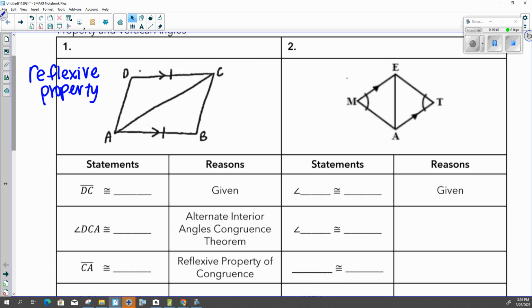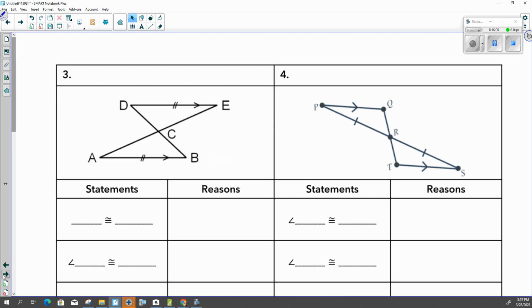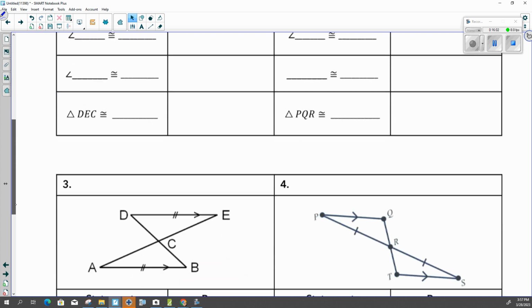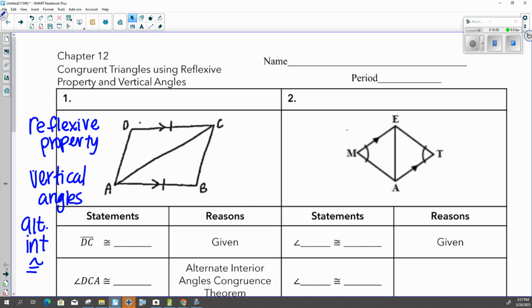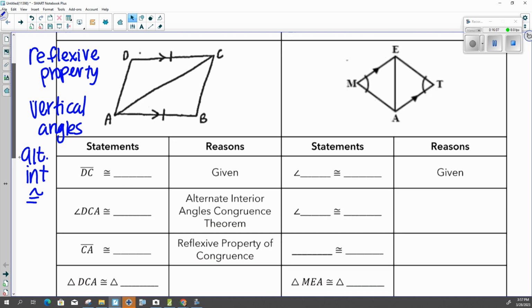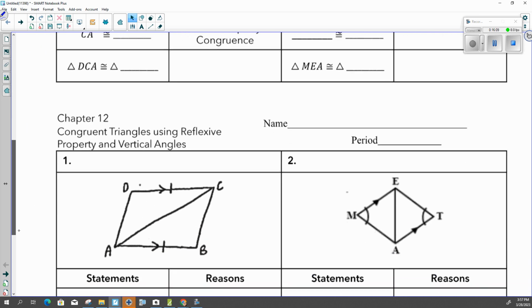We've reviewed vertical angles. And then today we really focused on the alternate interior angles. Alternate interior angles are congruent. So as you look at this particular worksheet, it's two-sided, but they each take quite a bit of room. So we're going to start and look at number 1 and number 2. I hope those are good ones to do together.